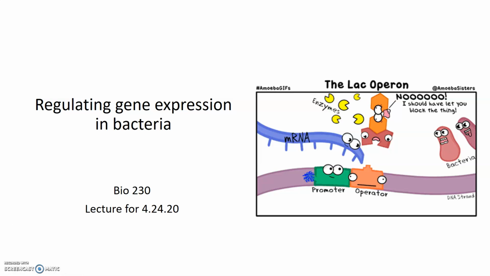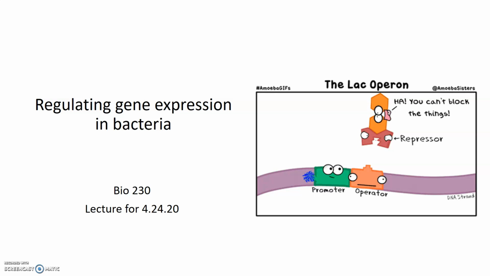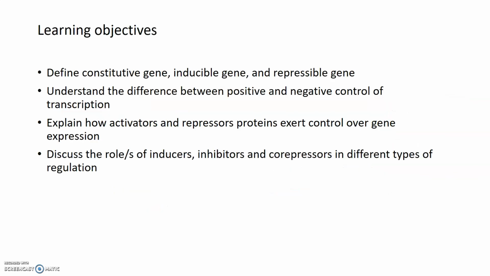This is a lecture on regulation of gene expression in bacteria from April 4th, 2020. And the main goals of this lecture are to define some different terms for genes, based on how they're expressed, as well as talk about positive and negative control of transcription and the roles of several different proteins in this process, including activator and repressor proteins.